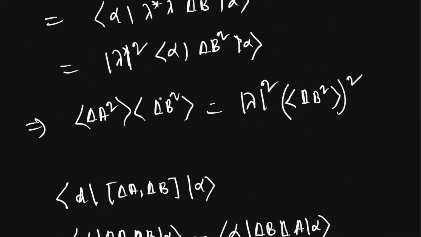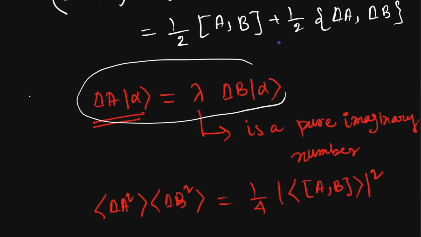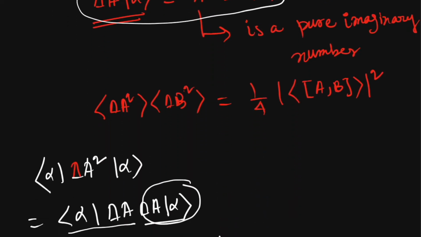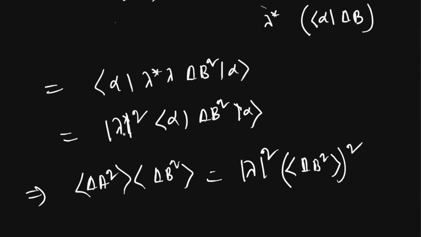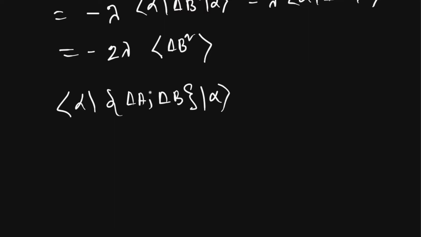And what is the expectation value of the anti-commutator between these? That will be 0. Let us prove that. So the expectation value of the anti-commutator of delta A and delta B, and here delta A and delta B are Hermitian.